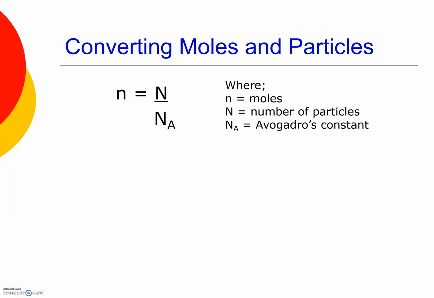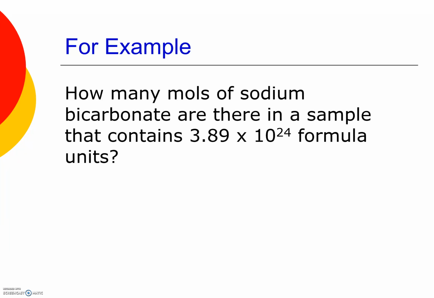Now we do have a nice little formula for converting moles and particles. So little n represents moles, uppercase N represents the number of particles, and Na represents Avogadro's constant, which of course is 6.02 times 10 to the exponent 23. So we're going to go through a few examples.